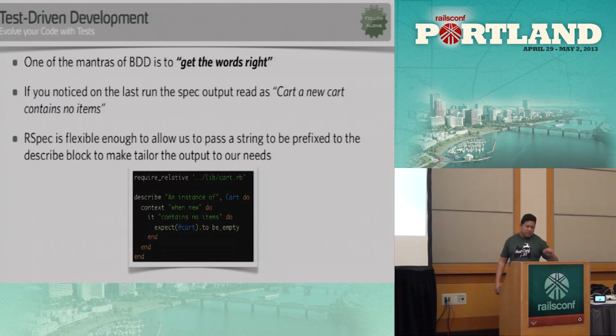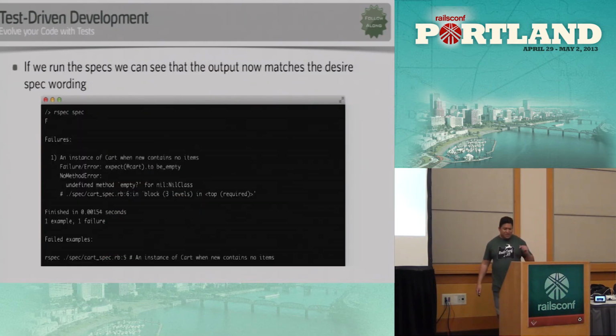The next context block says, when new, do. Now read the green parts only: an instance of Card, when new, contains no items. And that's what we're looking for. We're looking for this fluidity that is going to come out with a statement of truth about our system, and it's going to reflect the design that we just implemented. So a little bit of refactoring to get the language right. And again, we run the spec, and now we see the language appearing correctly on our output.